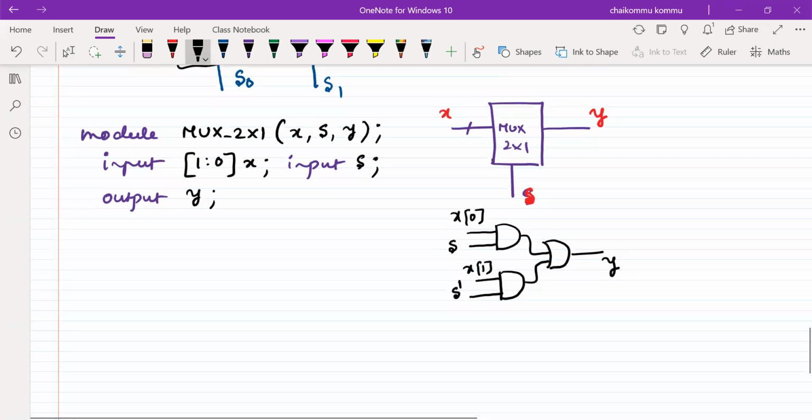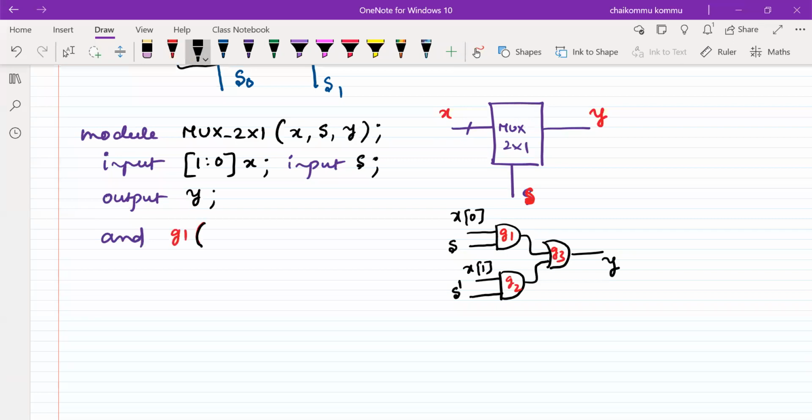So I'm going to write this one. First G1 I'm writing. Let me consider this is called G1, G2, G3. G1 is an AND gate. The name of the gate is G1.